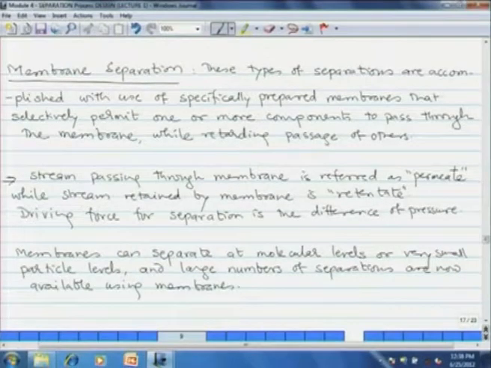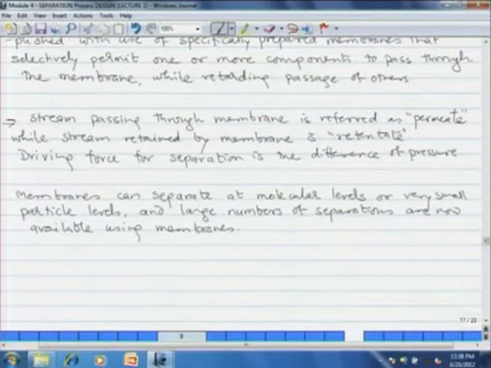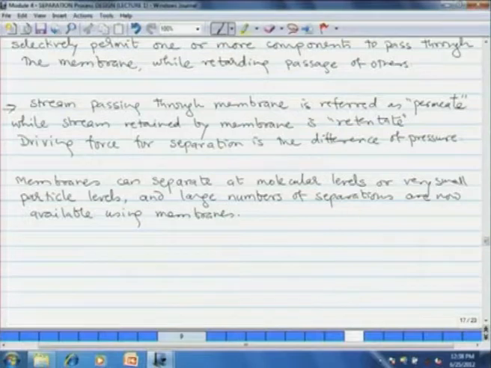These types of separations are accompanied by the use of specifically prepared membranes that selectively permit one or more components to pass through the membrane while retarding passage of others. The stream passing through the membrane is referred to as the permeate, while the stream that is retained by the membrane is the retentate. The driving force for separation is the difference of pressure applied on the two sides of the membrane.